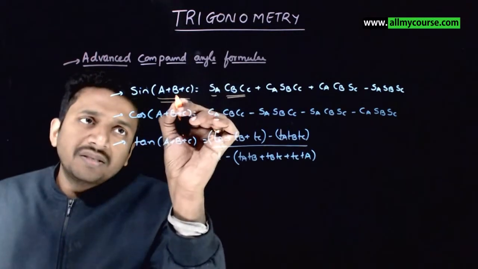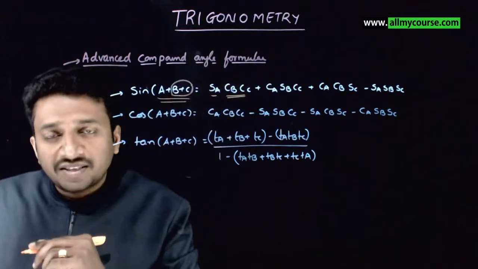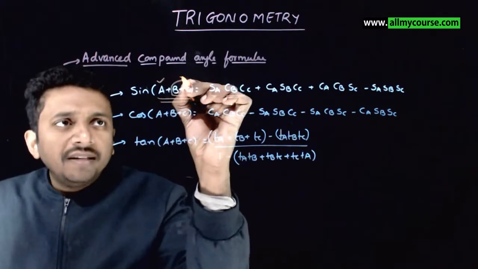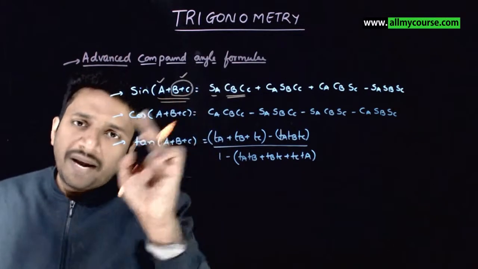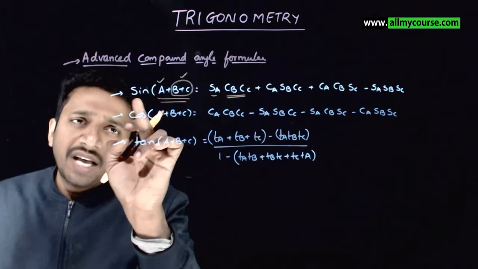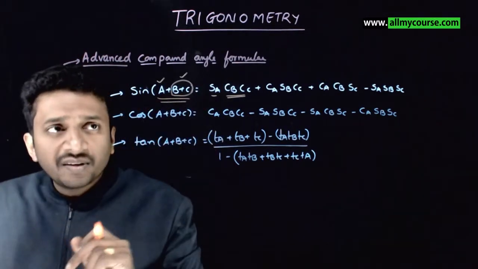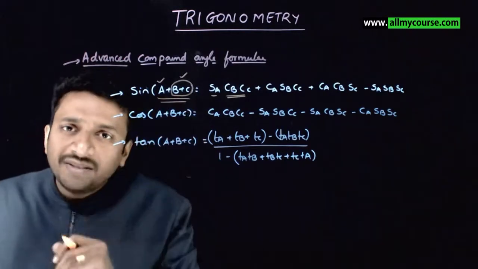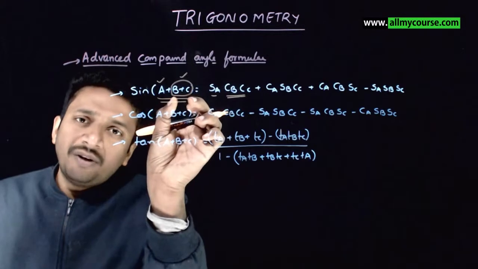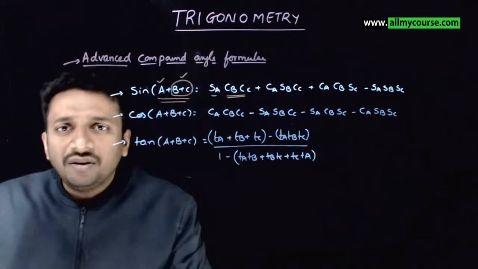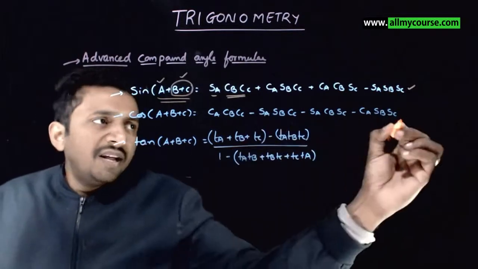What you just need to do is take B plus C as an entity in the starting. Now you have two angles in sine of A plus B plus C, so you can expand using the formula of sine of A plus B, that it becomes sine A cos of B plus C plus cos A sine of B plus C. And in the next step, you just use the formula for sine of B plus C and cos of B plus C. And if you simplify, you get the formula here and here.